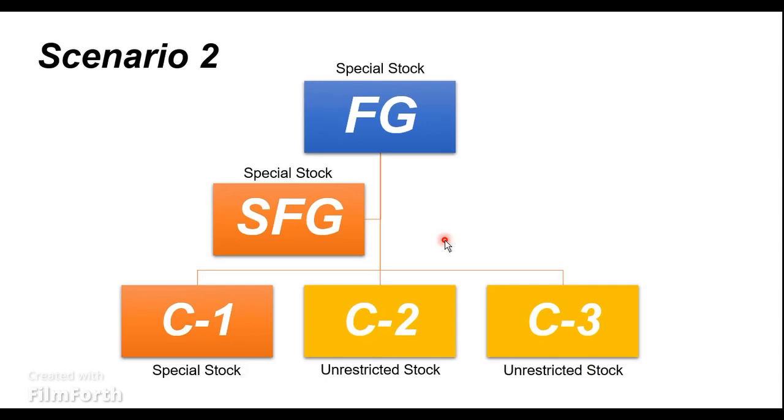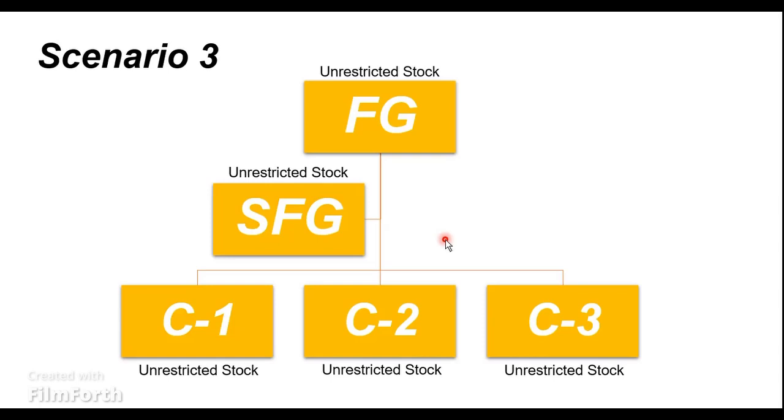Coming to the third scenario. In this slide, we can see that starting from the finished product until the last level of the components, everything is being managed with the unrestricted stock. If it is unrestricted stock, this wouldn't fall under the make to order itself, right? So this scenario 3 is actually ruled out. I mean, this is not how it works in case of a make to order. Okay, so just keep in mind that the special stock will always be considered for the finished product in case of a make to order scenario.